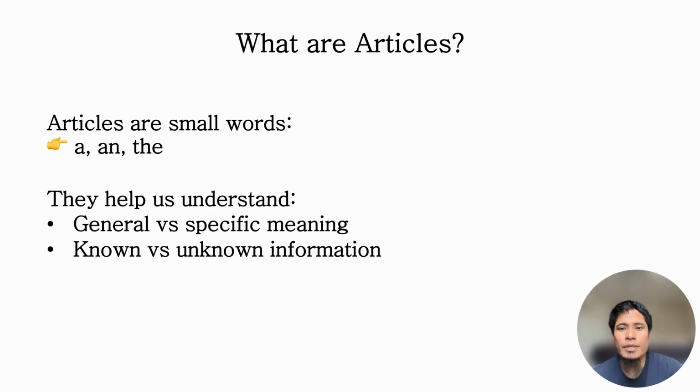For example, when you say a book, we are talking about any book, something in general. But when we say the book, we are referring to a specific book, something that is already known to the listener, to the audience, to the people that you are talking to.